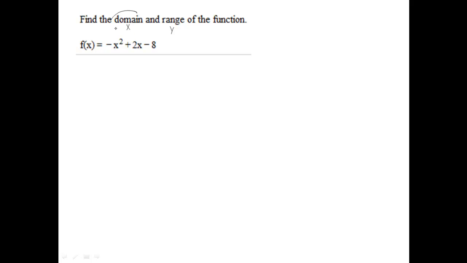So, for instance, if the function is f of x equals square root of x, well, we know you can't put a negative in here. So your x can be 0, it will be greater than or equal to 0.